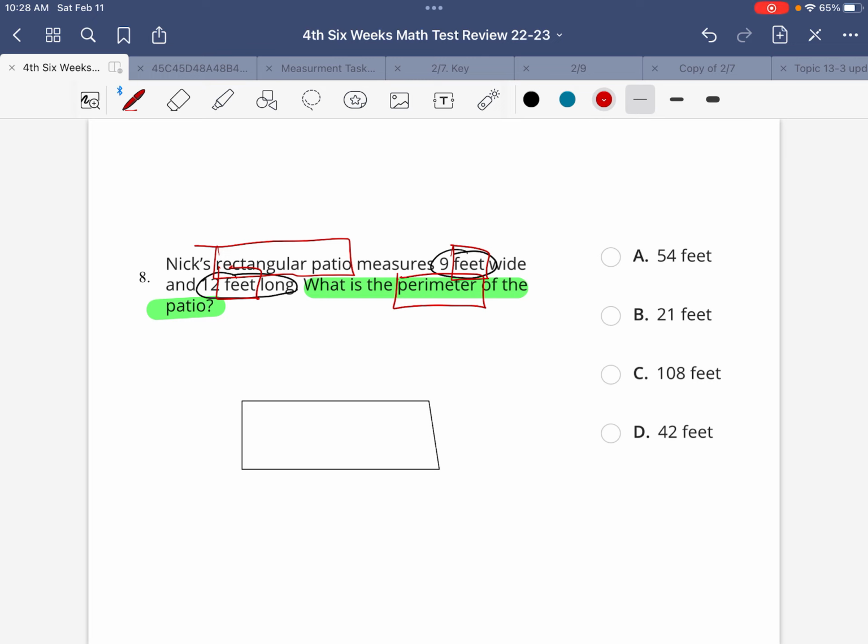And I'm going to label it. So I have 9 feet and I have 12 feet. Okay. I'm also going to label the rest of the sides. If the top is 12, that means the bottom is also 12. Okay. If the side is 9, that means the other side is also 9. So I drew my picture. I'm good to go. Now I got to figure out what is perimeter.